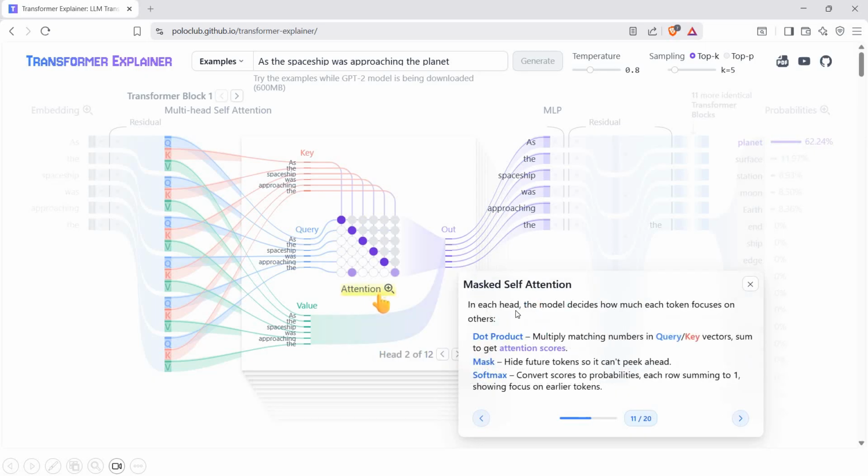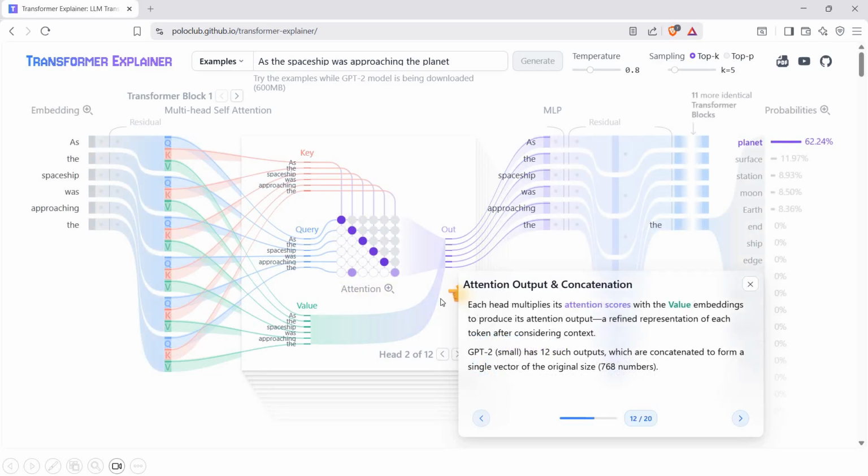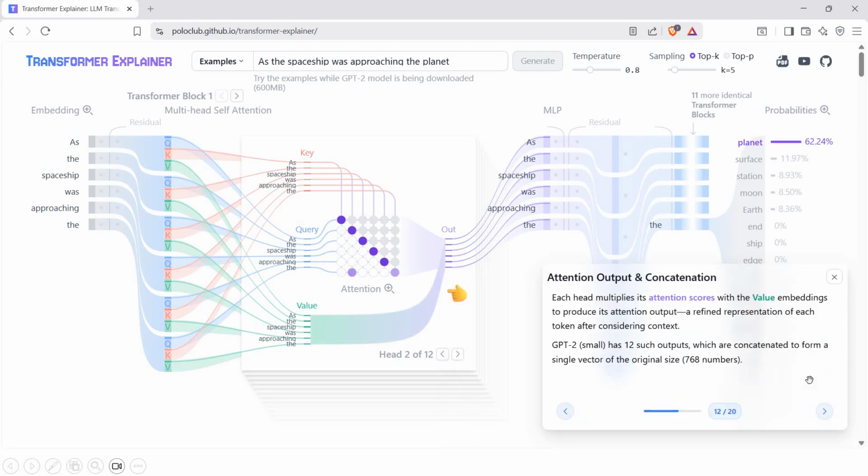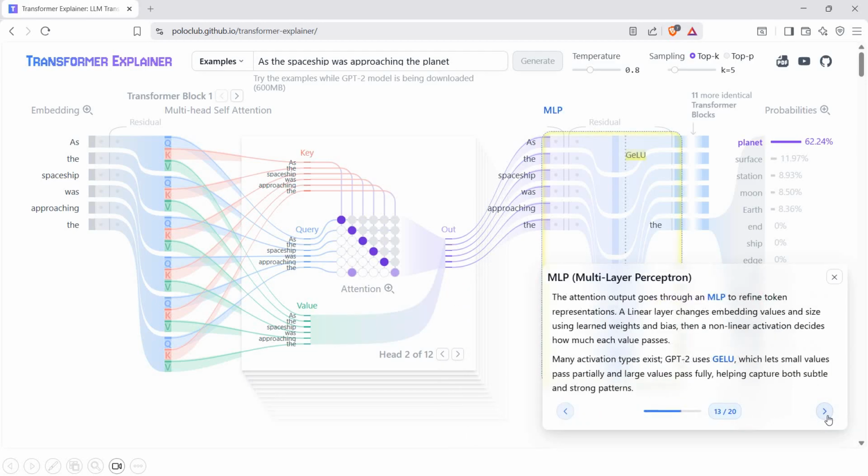Now, masked self attention. In each head, the model decides how each token focuses on others: dot product, mask, and softmax. Then attention output and concatenation, which is the key step. Then MLP, a multi-layer perceptron. The attention output goes through an MLP to refine token representation. A linear layer changes embedding values and size using learned weights and biases, and then a non-linear activation decides how much each value passes. Many activation types exist; GPT-2 uses GELU, which lets small values pass partially.